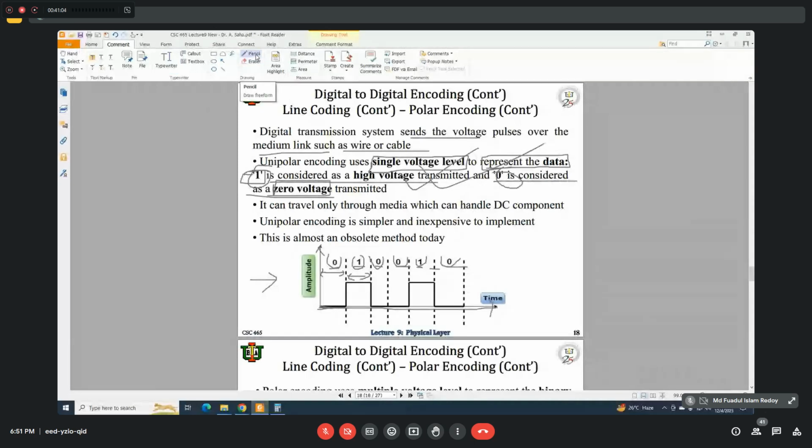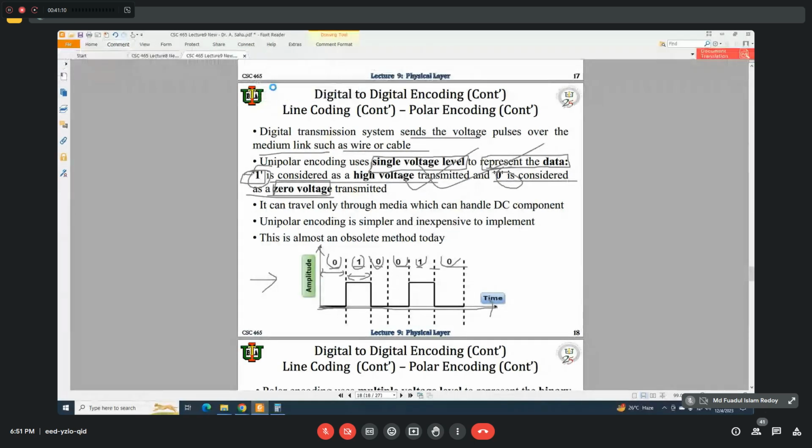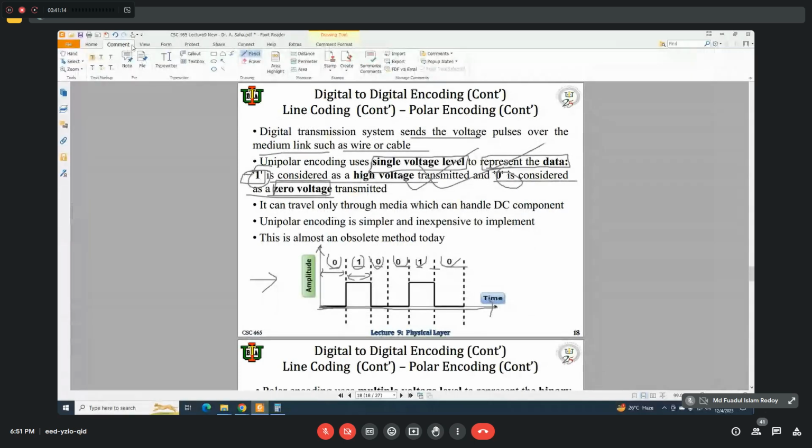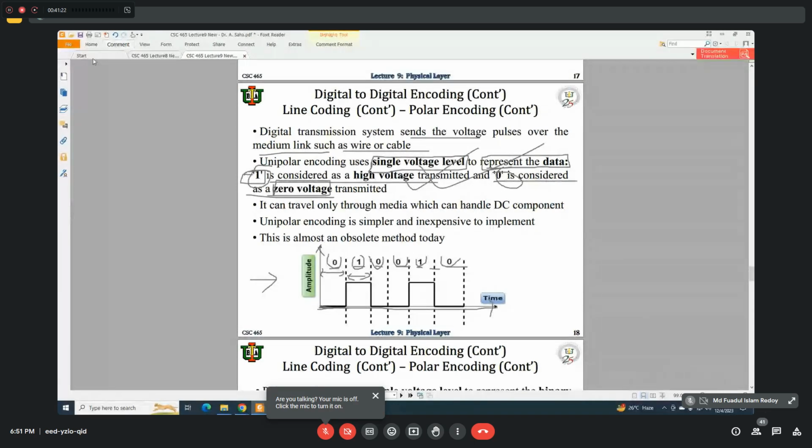What is the color? Where is the color? Comment. Color. Light text.